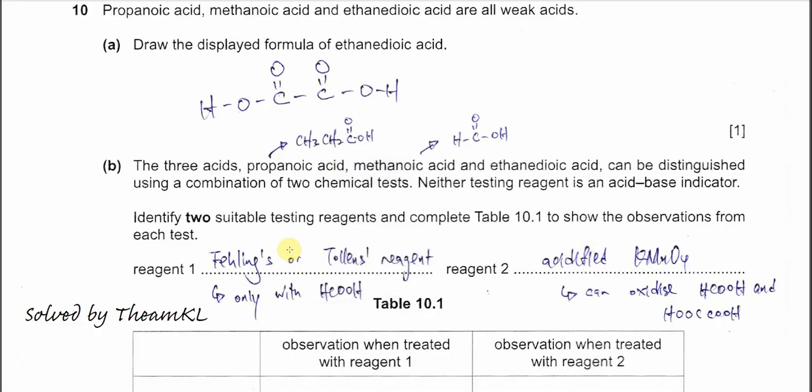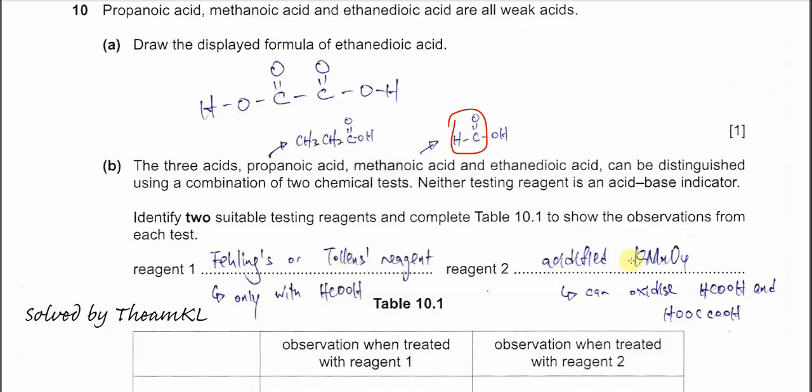So we can use Tollens' or Fehling's because it can be used to test methanoic acid. Why can methanoic acid react with Fehling's and Tollens'? Because it has this aldehyde group. Even though methanoic acid has a COOH there, it has another group, the aldehyde. So it can react with Fehling's and Tollens'. For ethane dioic acid and propanoic acid, they cannot react with these two reagents, Fehling's and Tollens'. That makes the difference.